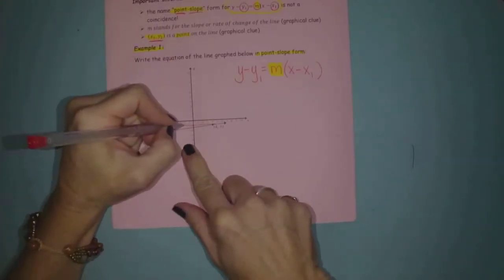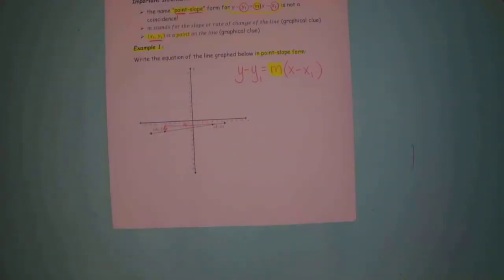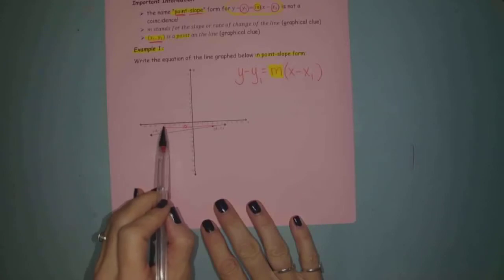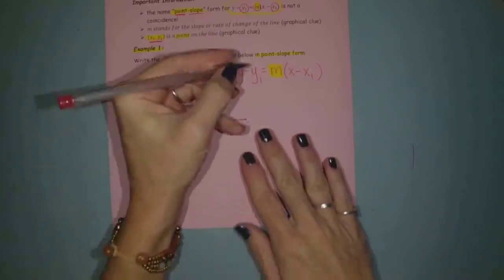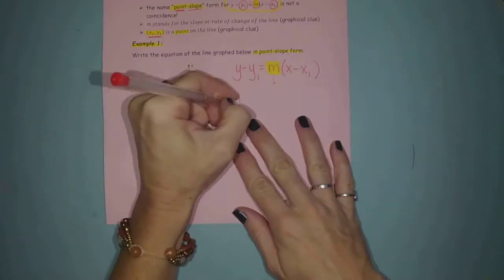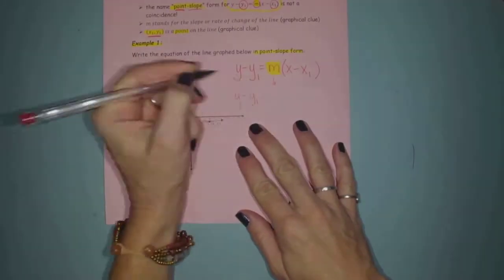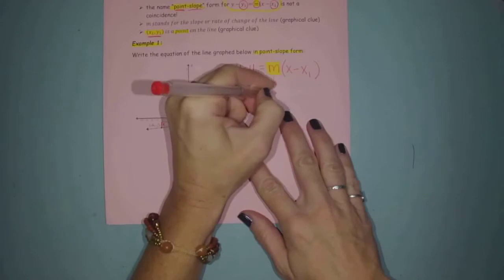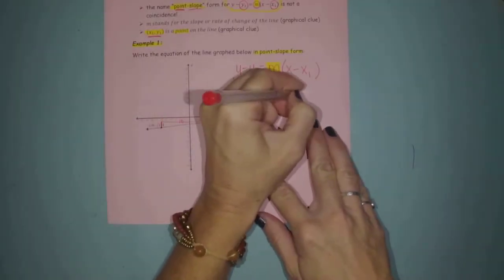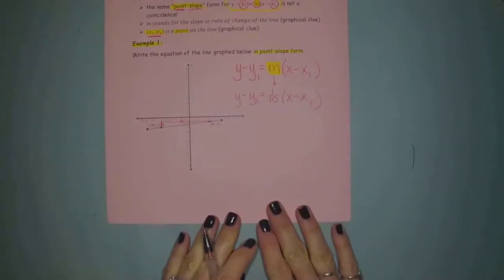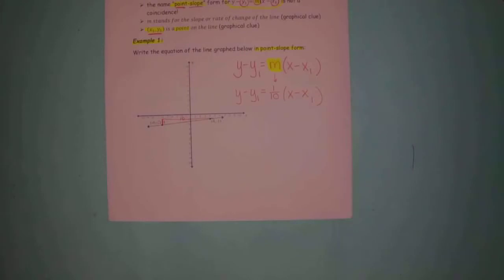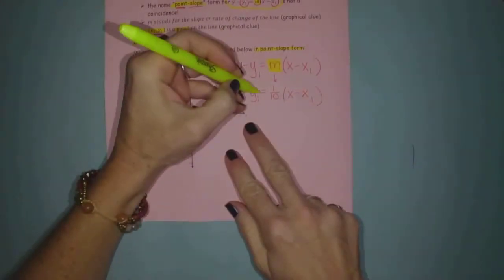This distance here, the run, looks like 10. So I'm going to say that my slope is, I'm changing 1 on the y for every 10 on the x. So what I'm going to do is plug that in for m. So I'm going to have y minus y sub 1 is equal to 1 over 10 times x minus x sub 1. Okay?